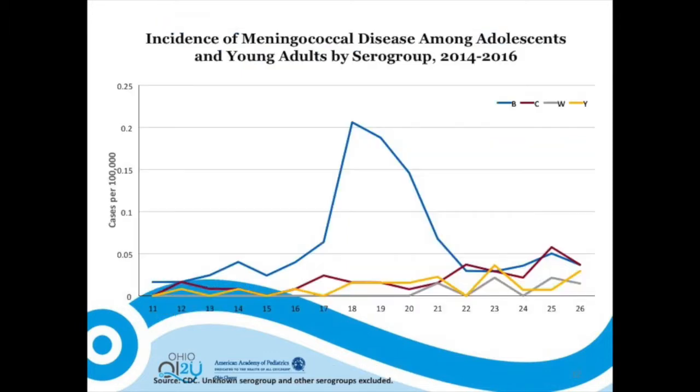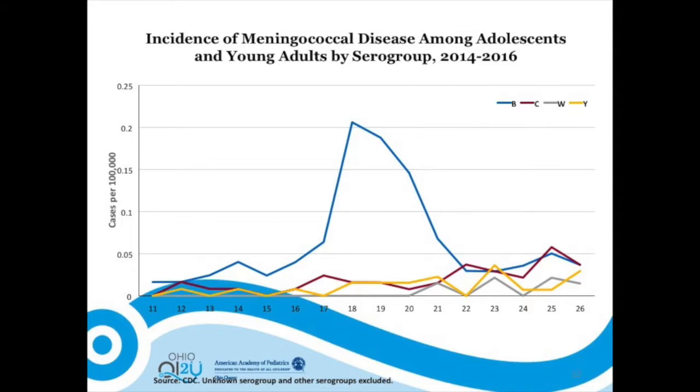Next slide. This slide is also from the Centers for Disease Control and Prevention. It examines the incidence of meningococcal disease among adolescents and young adults by serogroup over the period 2014 to 2016. The y-axis is the cases per 100,000. The x-axis is the different ages. The blue is for B, the red is for C, the gray is W, and the yellow is Y.